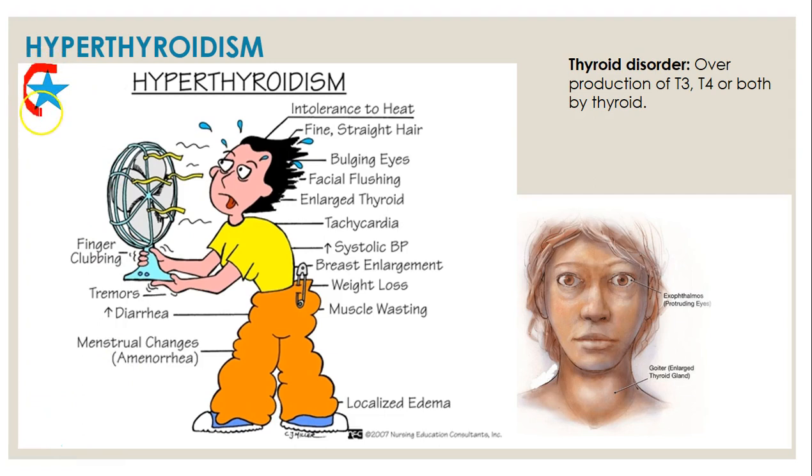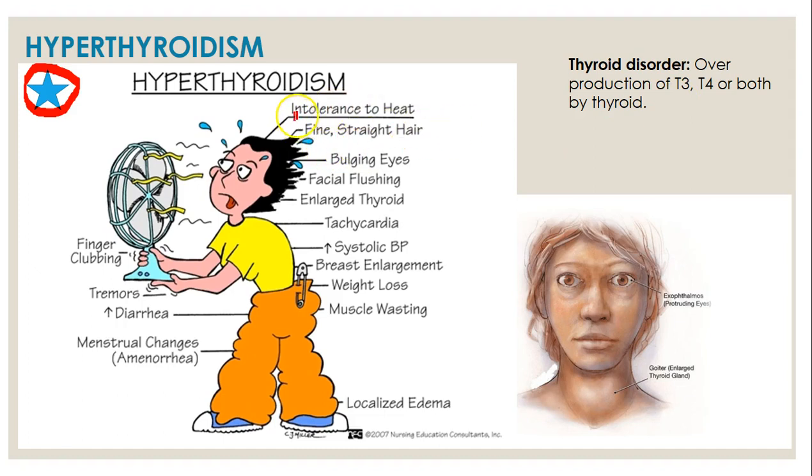So the flip side, we're going to talk about hyperthyroidism in relationship to metabolism, where with hypo, everything was kind of slowing down. Think of the opposite effect. Everything is revved up and kind of in overdrive. This is basically when there is an overproduction of T3, T4, or both by the thyroid.